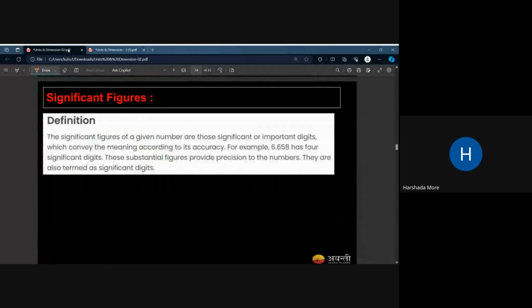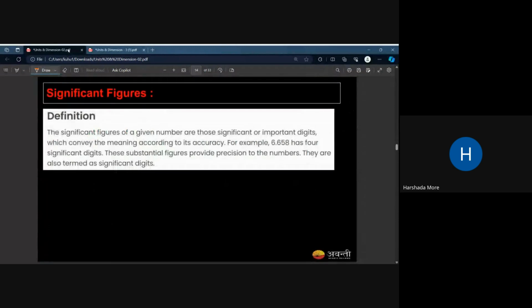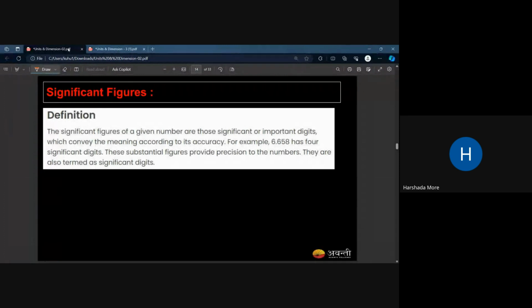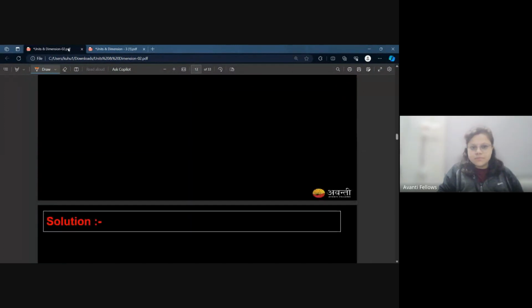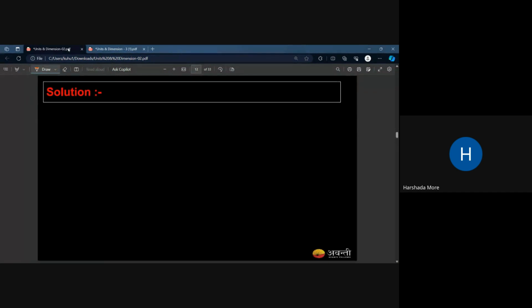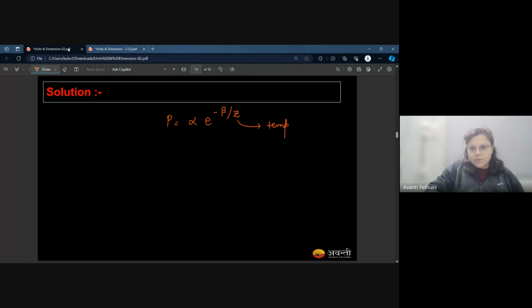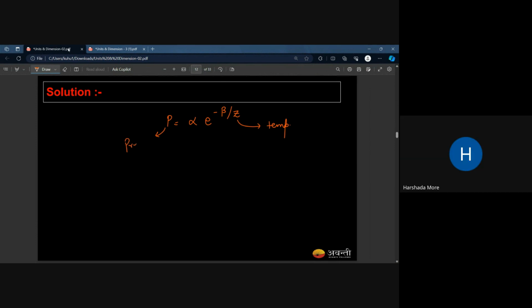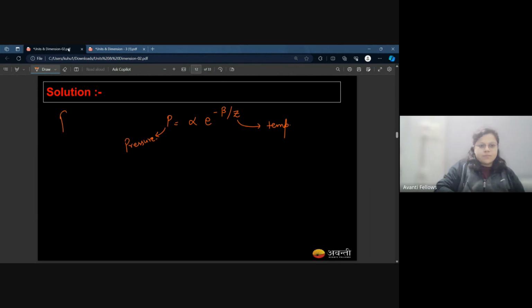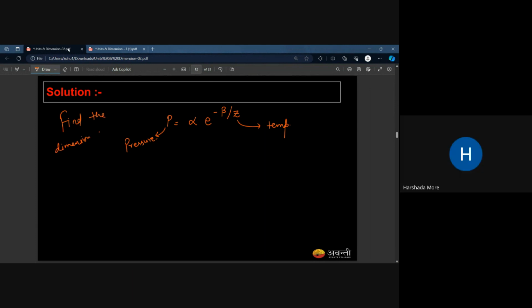Excuse me, ma'am. I have a small doubt in the dimension of alpha and beta question. Can you tell me the expression? Yes, ma'am. P is equal to alpha into E raised to minus beta upon Z. Z is denoted as temperature and P is pressure. Ma'am, we are asked to find the dimension of alpha and beta.